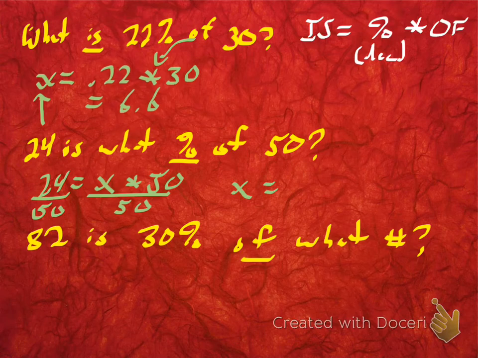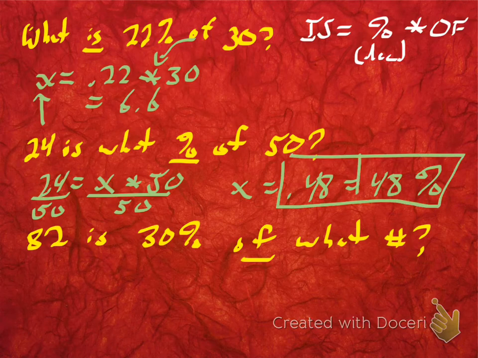All right, and so the x as a decimal is going to be 24 divided by 50. Sure enough, I get 0.48 as a decimal, which is the same thing as 48%. Technically I would accept either of these answers, but really the 48% is the better answer. Up here I should have put a box around my answer, 6.6.